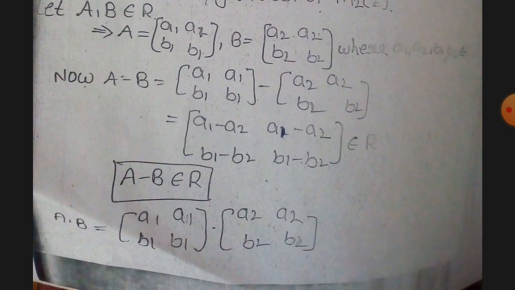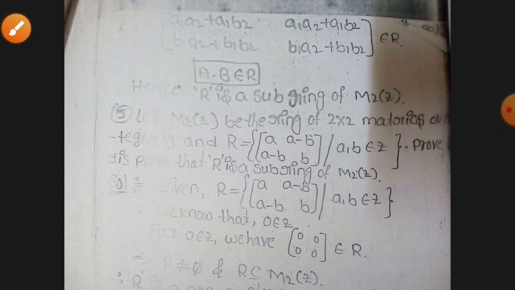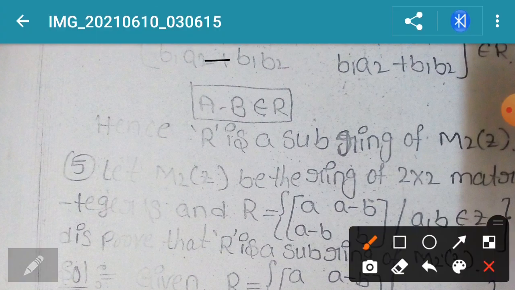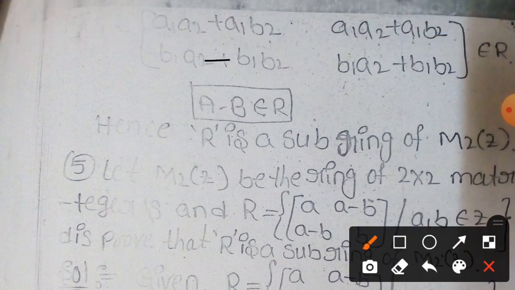Next we multiply A into B. A into B is also in R. Easily say this one, hence it is a subring of M2 of Z.